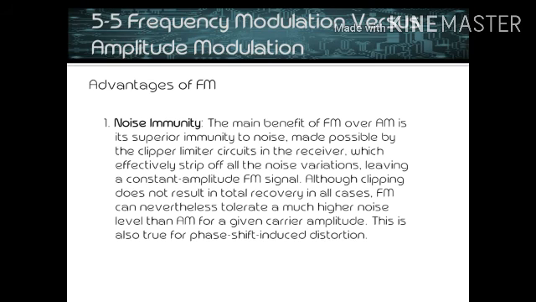Number 1, noise immunity. The main benefit of FM over AM is its superior immunity to noise, made possible by the clipper limiter circuits in the receiver, which effectively strip off all the noise variation, leaving a constant amplitude FM signal, although clipping does not result in total recovery in all cases. FM can nevertheless tolerate a much higher noise level than AM for a given carrier amplitude. This is also true for phase shape induced distortion. Now, as you can see, as it is stated, FM is more superior to noise than AM.